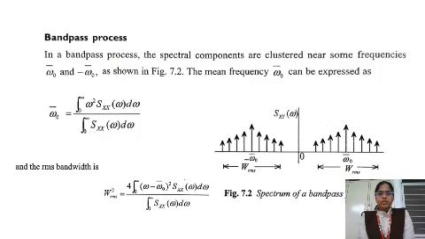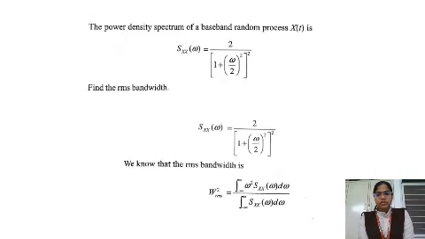Band pass process. In a band pass process, the spectral components are clustered near some frequencies, omega naught and minus omega naught, as shown in figure 7.2. The mean frequency omega naught complement can be expressed by the formula as shown in the figure, and for the RMS bandwidth, we can write omega minus omega naught instead of omega. Then the RMS bandwidth can be represented.